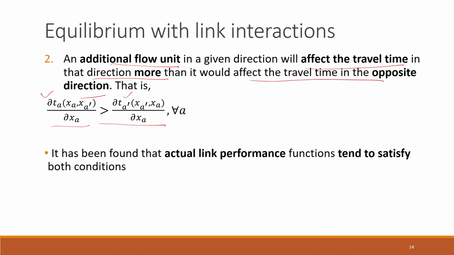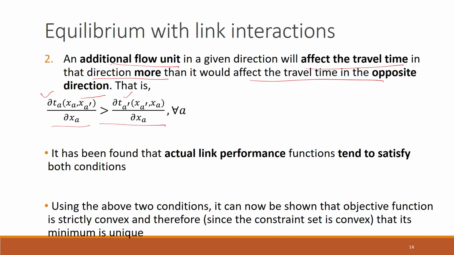So, it has been found that the actual link performance functions tend to satisfy both the conditions. Using these two conditions, it can now be shown that the objective function is strictly convex. Since the constraint set is the same as the normal user equilibrium case when there are no link interactions, it is linear and therefore convex. So, if you are able to argue that the objective function is strictly convex, then its minimum will be unique whatever you find. But that is applicable when these two assumptions that we just discussed hold.